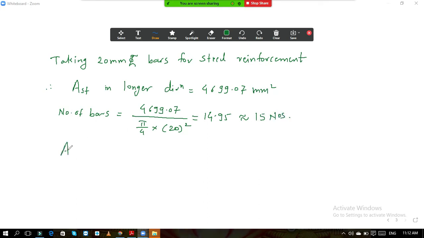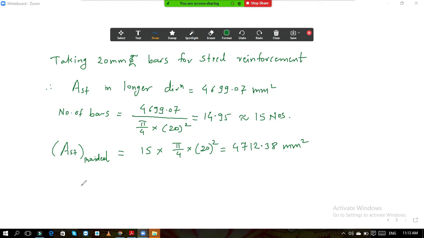So Ast provided in longer direction. How much is it? 15 number of bars into area of each bar, diameter of each bar is 20 mm. So calculate that Ast provided. It works out to be 4712.38 mm square. This is the Ast provided. Okay. Now calculate the spacing of these bars.